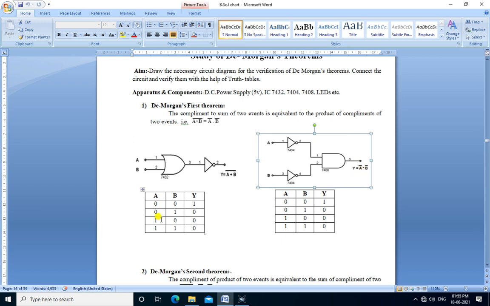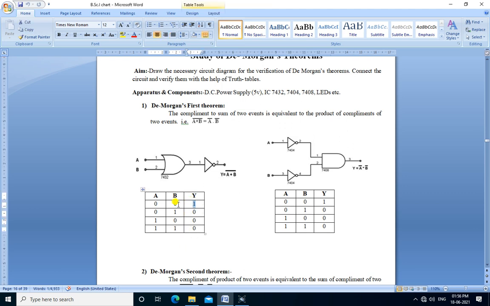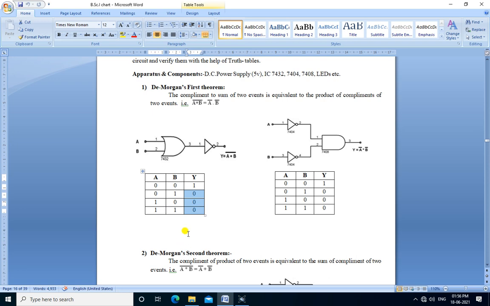So these are the two truth tables for these two logic diagrams, and both are the same. The output is high if and only if both the inputs are 0 or low, otherwise the output is 0.